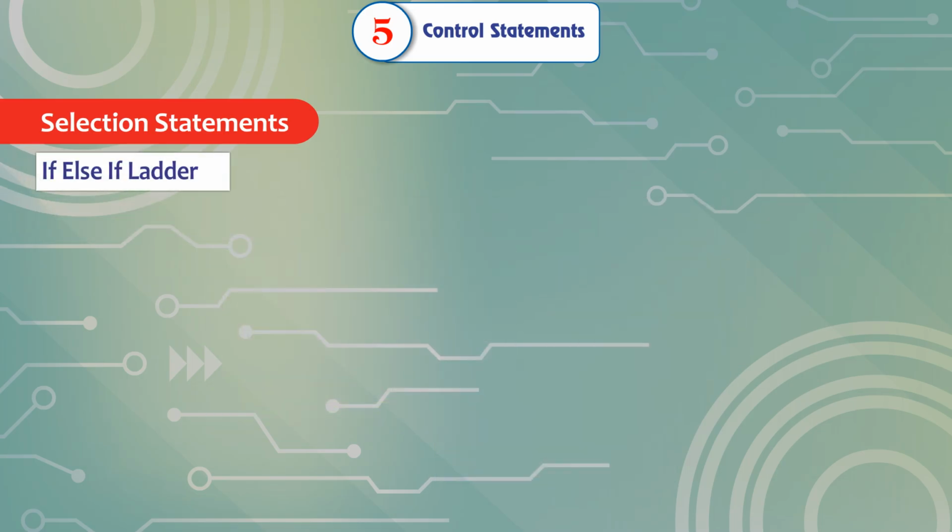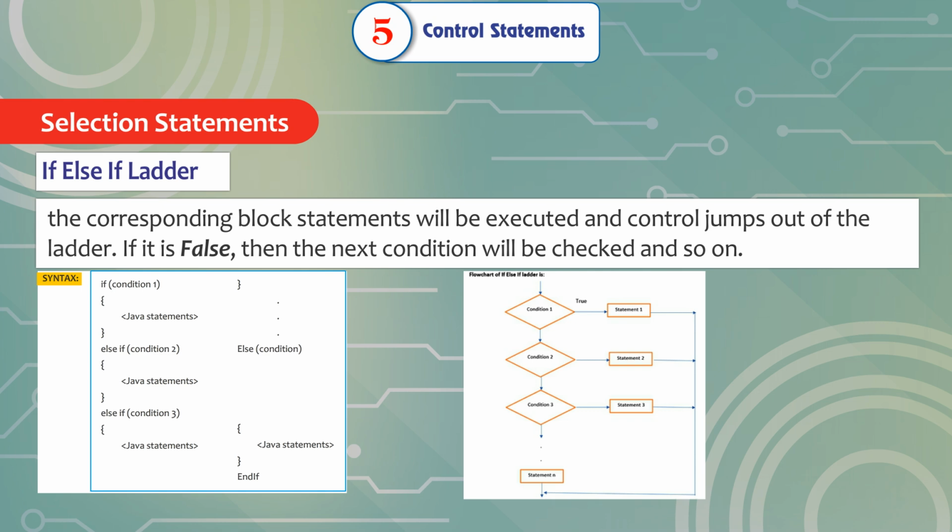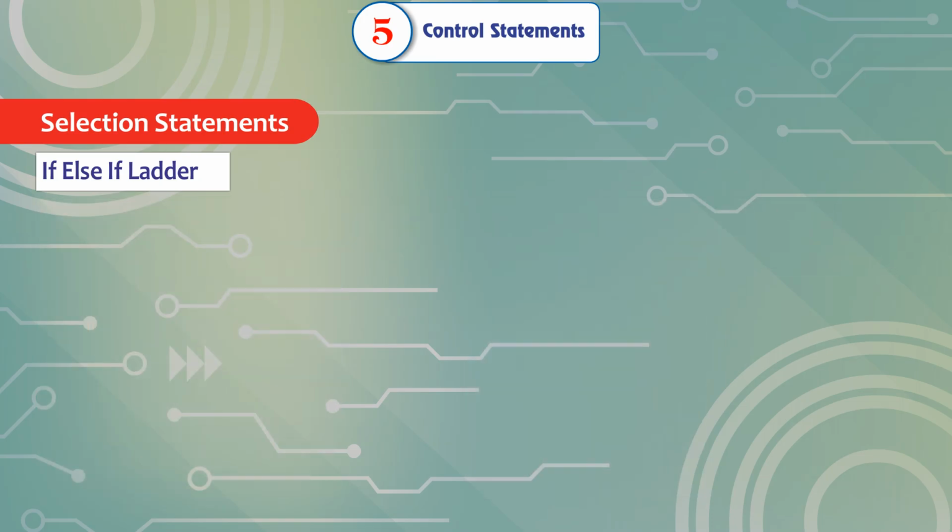If else if ladder. If else if ladder is used in case you have to test multiple conditions in a program. In this case, the first condition is checked. If it is true, the corresponding block statements will be executed and control jumps out of the ladder. If it is false, then the next condition will be checked and so on.